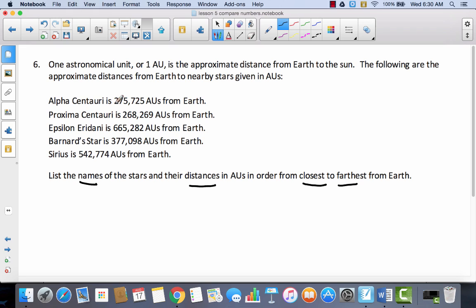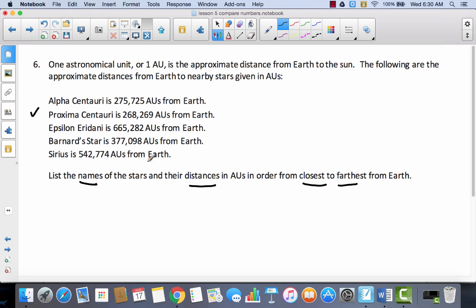So I see I have 200,000, 200,000, 600,000, 300,000, and 500,000. Well, 200,000 is going to be the least, so I'm going to concentrate on these two numbers. One of these is going to be the closest to the Earth. Since the 100,000s are the same, I'm going to go to the 10,000s. And I see that this has 7 10,000s and this has 6 10,000s. So that tells me that Proxima Centauri is closest to the Earth.